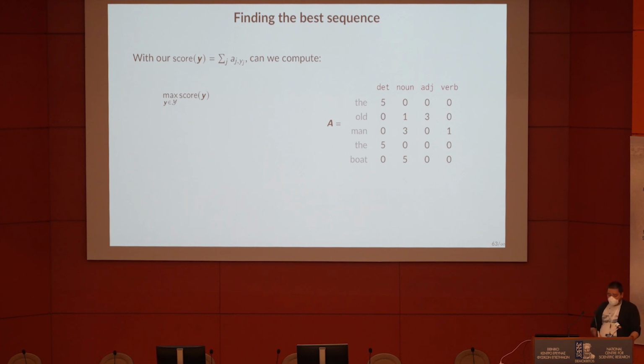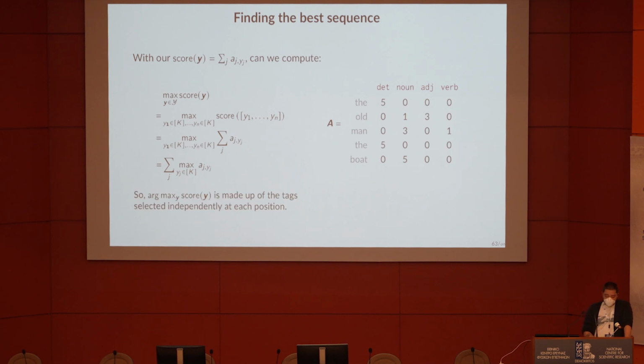What is the best possible sequence of labels with this sort of scorer? So the best possible label is the max over y1, y2, up to yn of the total score, but the total score is just a sum of scores for each tag. So we can easily move the max inside, and we have essentially a sum of the maxes of each row, right? So then the max of the score and also the argmax of the score can be simply done by finding the tags independently at each position in the sequence, right?